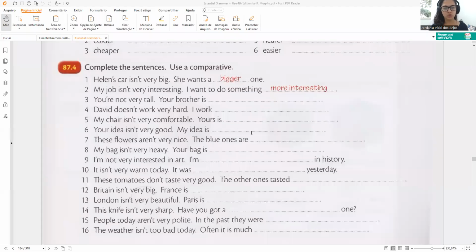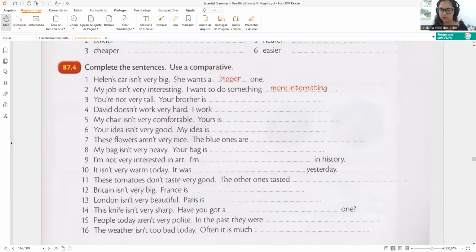Agora aqui, eu sugiro que você pause o vídeo e leia em voz alta e responda todas essas frases. Vai ajudar muito. So, complete the sentences. Use a comparative. Você vai completar essas frases usando o comparativo, ok? Então, as duas primeiras são exemplos. Let's see this. Helen's car isn't very big. She wants a bigger one.